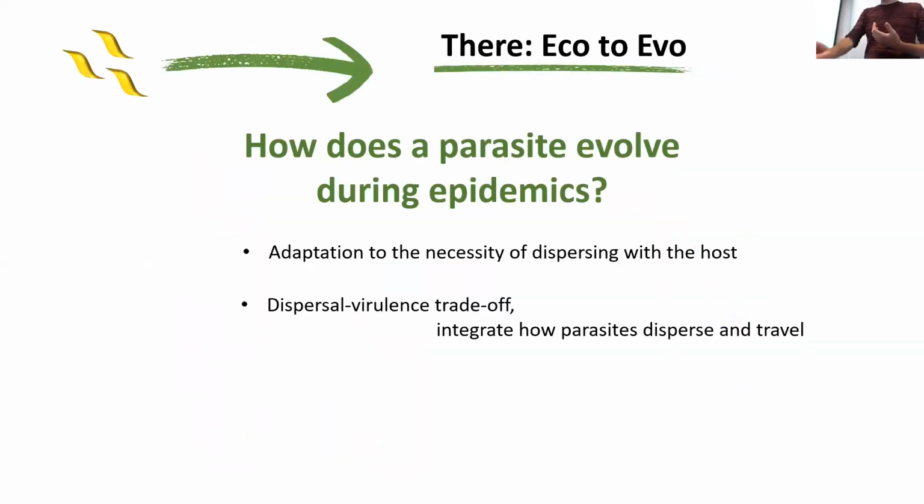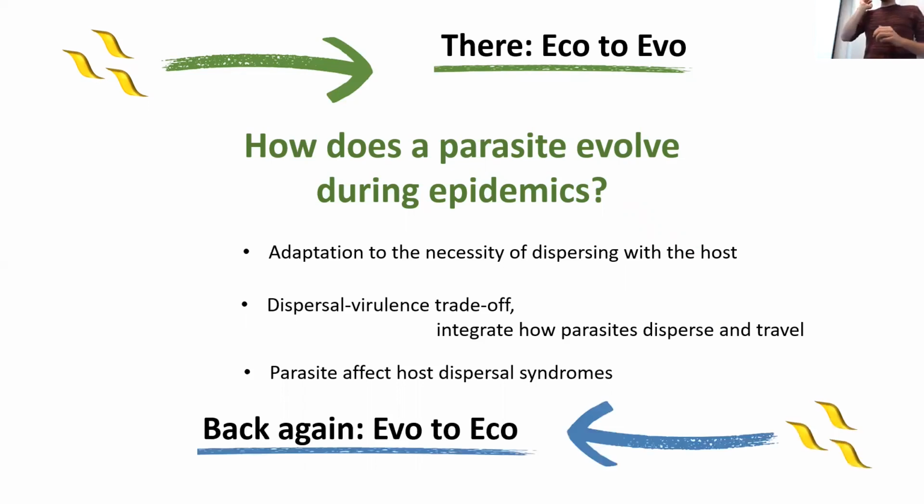And this is the point I just wanted to add here. The parasite evolved during an epidemic, and adapted likely to the necessity of dispersing and keeping track of the host. There's this dispersal virulence trade-off emerging, but also the parasite affects host evolution, moving them to different trait space.